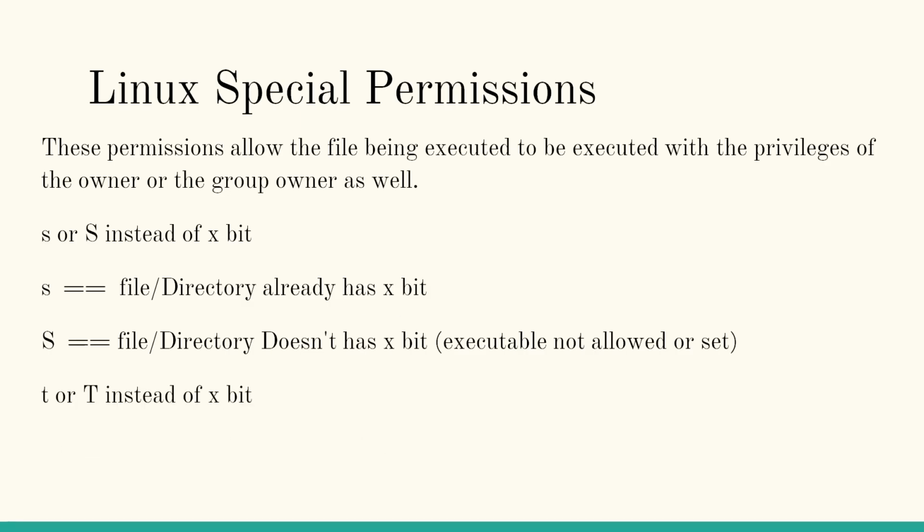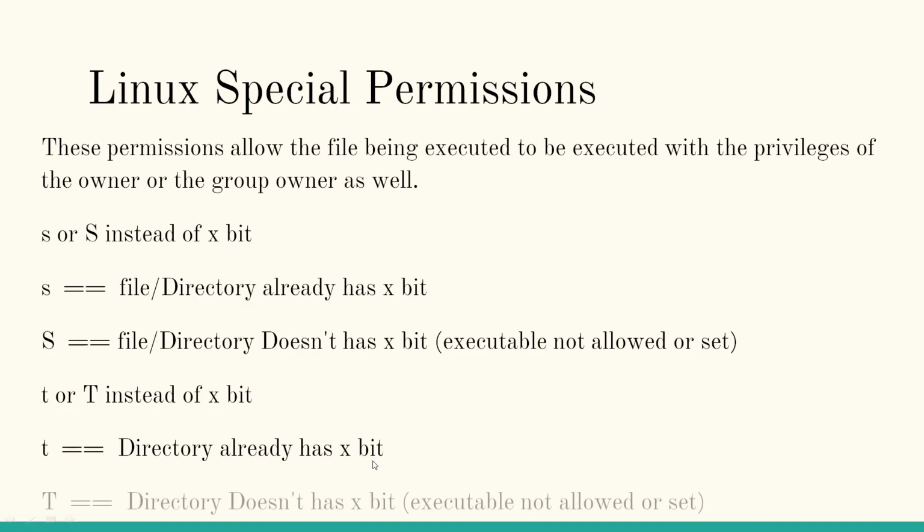As well, we have t small and T capital. So t small means that the directory already has the x bit. And T capital means the directory doesn't have the x bit, executable permission not allowed. Now s is for regular files and t is for directories and folders. Directory and folders, they are the same, by the way, but different names. We already mentioned that: directory for Linux, folder for Windows, just a name.